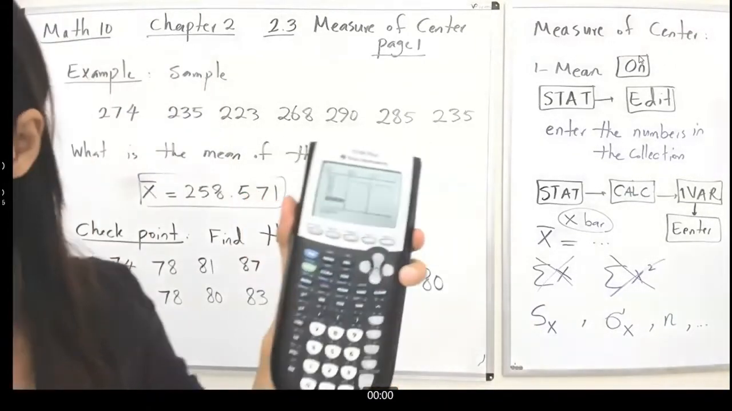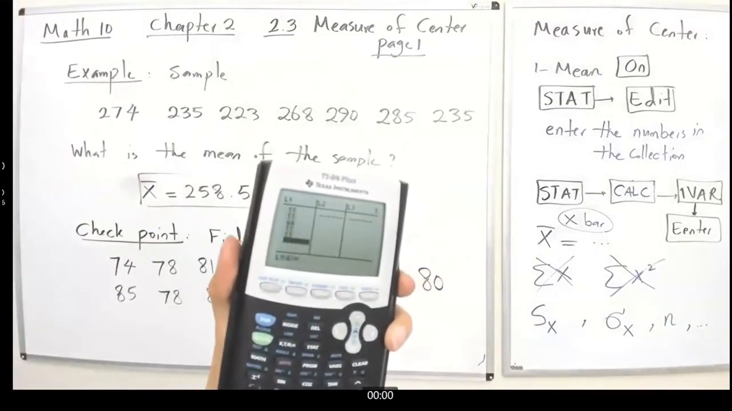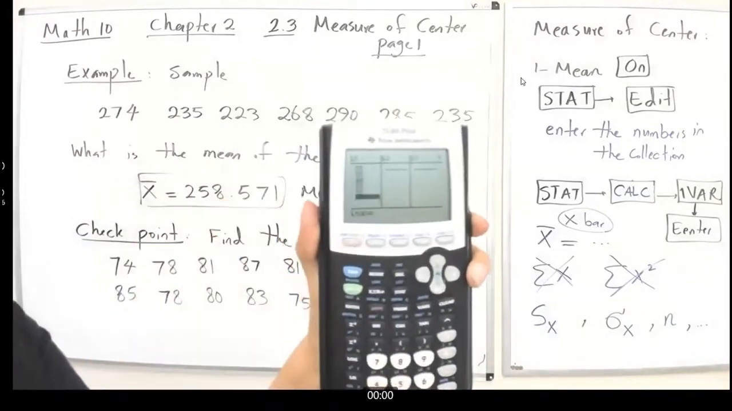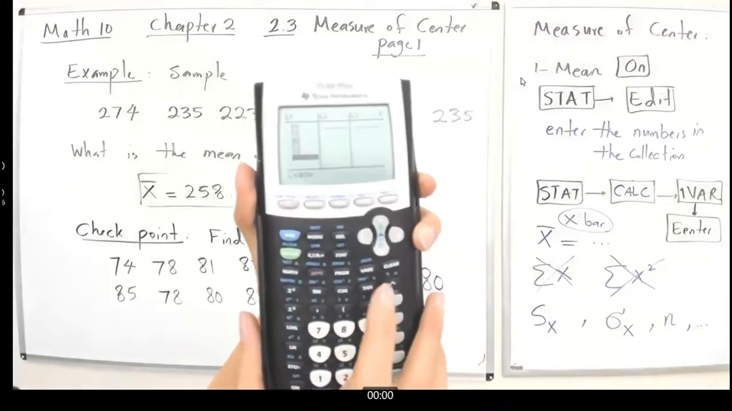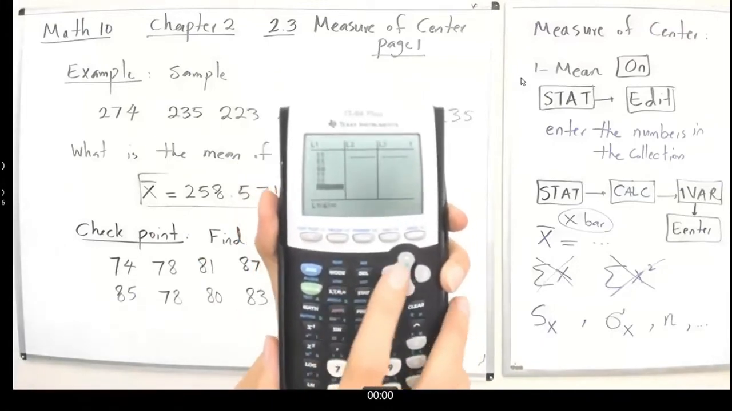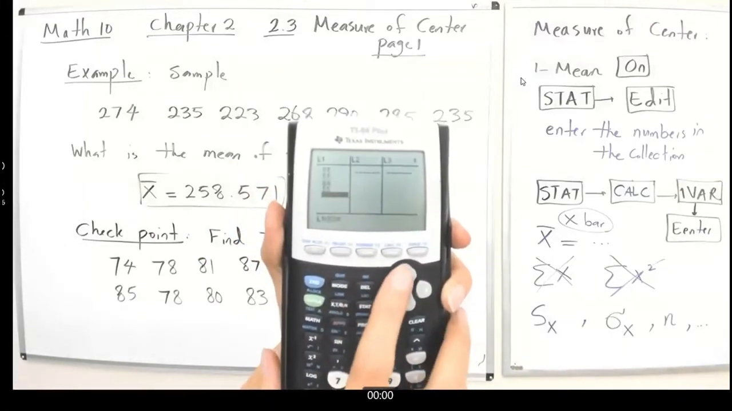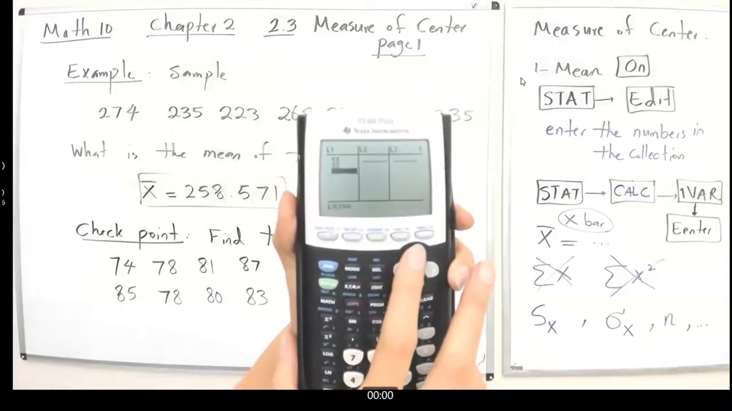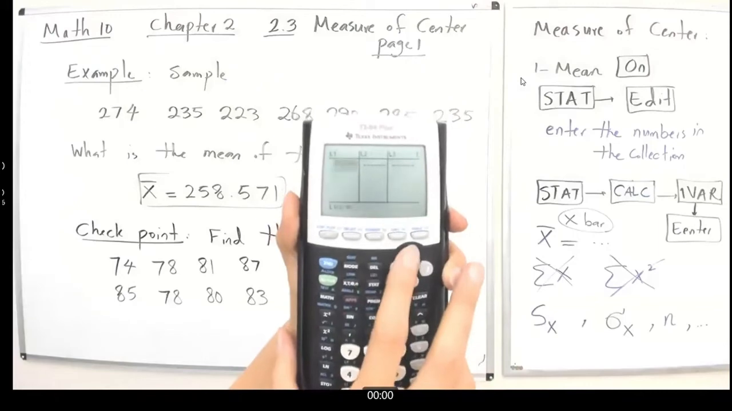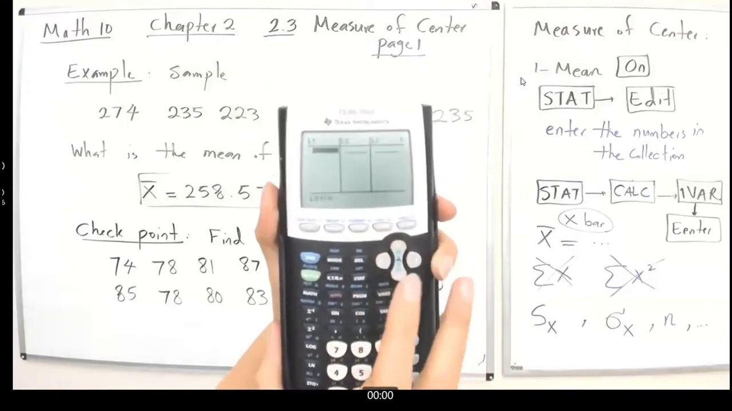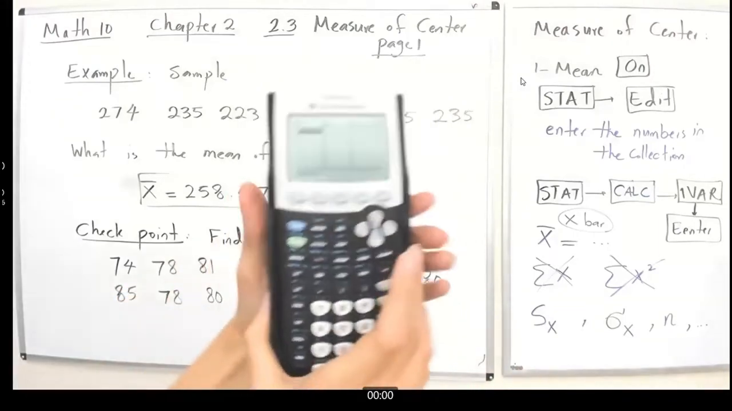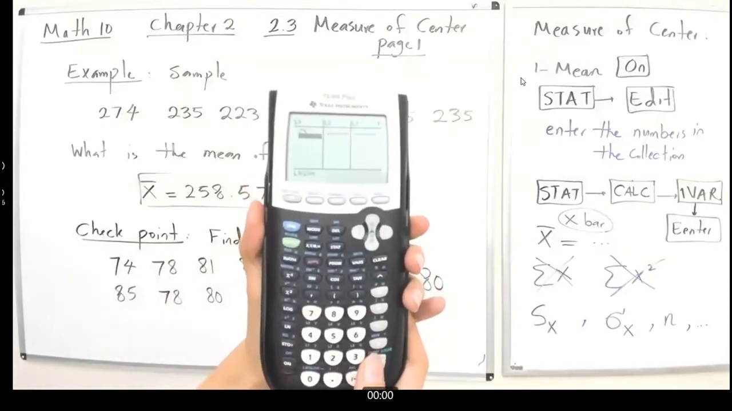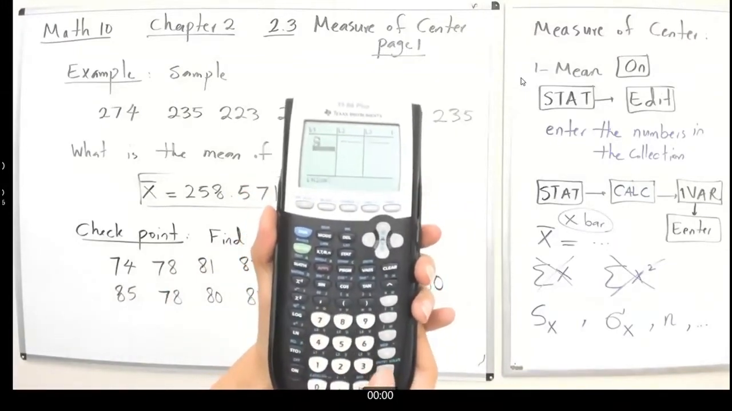So what do I have here? I have my calculator. First I'm going to delete the numbers in L1. You have to select each number, then delete. Delete and delete. So the information that I have is 74, enter, 78, enter.